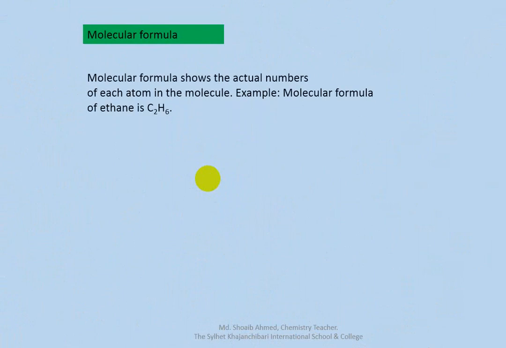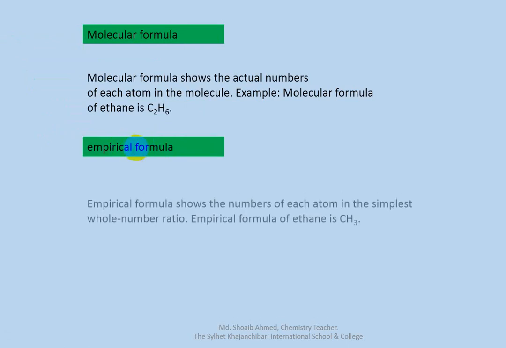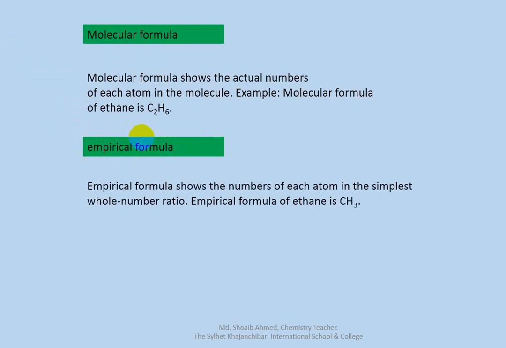Molecular formula shows the actual numbers of each atom in the molecule. The molecular formula of ethane is C2H6. The actual total number of atoms present in the molecule is the molecular formula. Empirical formula shows the ratio of the atoms, the number of each atom in the simplest whole number ratio. The empirical formula of ethane is CH3.